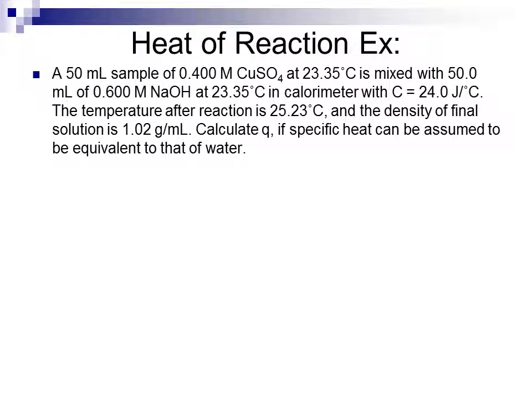As an example of heat of reaction, if I have a 50 milliliter sample of a 0.4 molar solution of copper sulfate at 23.35 degrees Celsius being mixed with 50 milliliters of a 0.6 molar solution of sodium hydroxide at 23.35 degrees Celsius, and a calorimeter with a calorimeter constant of 24 joules per degree Celsius, and I have a final temperature of 25.23 degrees Celsius with a density of the final solution of 1.02 grams per milliliter, what heat is released if the specific heat can be assumed to be that of water?